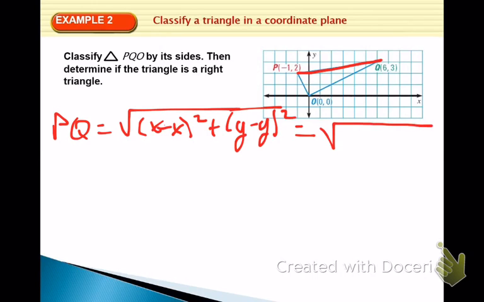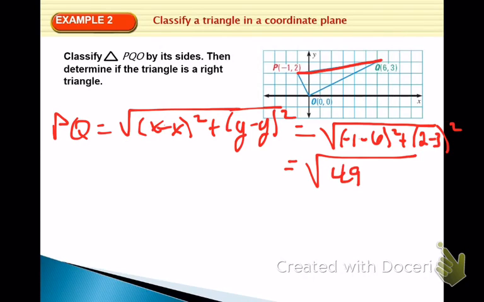So if we were to plug in the coordinates here, the x's for P and Q are 6 and negative 1. So we get negative 1 minus 6. And the y's are 2 and 3. So negative 1 minus 6 is negative 7. Negative 7 squared is 49. 2 minus 3 is negative 1. Negative 1 squared is 1. And so we get the square root of 50. Now we've got to do the same thing for the other two sides.